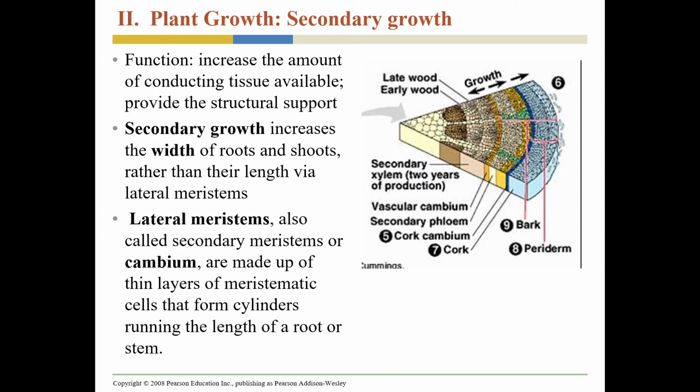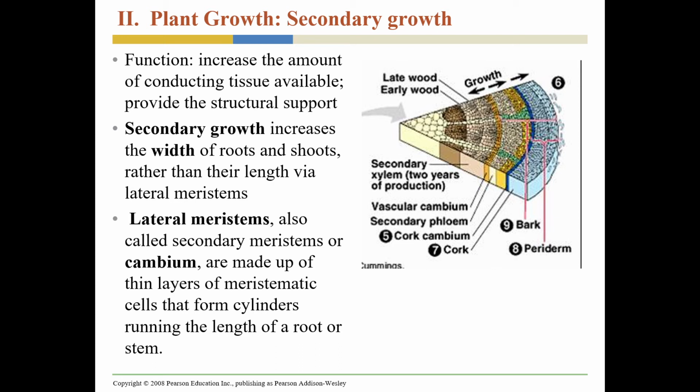Now, secondary growth. Whereas primary growth elongates the plant, secondary growth is the type of growth where you add width to the roots and the shoots rather than length. So you have apical meristem growth in primary growth, but the meristems responsible for the thickening, or increasing the width, are called lateral meristems. In secondary growth, your function is to increase the amount of conducting tissue and provide structural support.